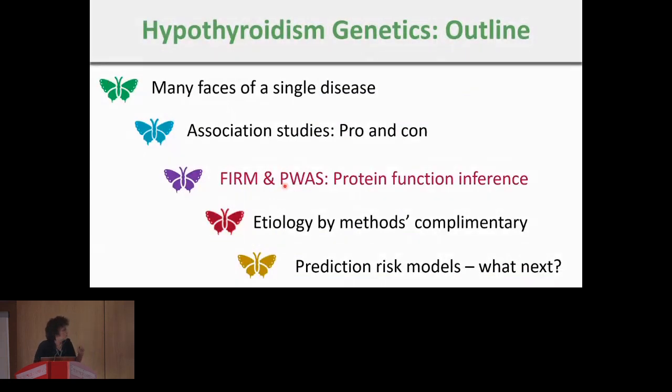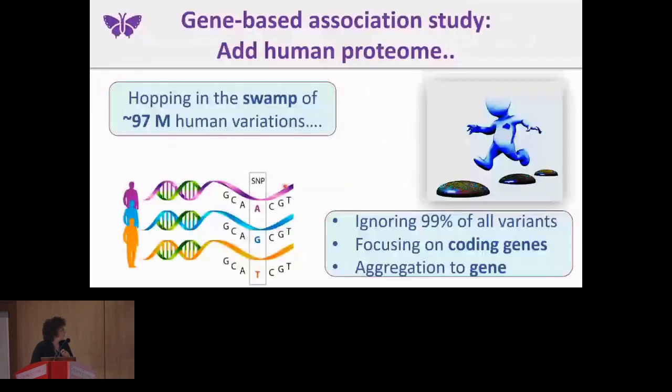So for that, we developed a method called PWAS, that I'll explain very shortly. The idea is to take the human variants, of which there are about 97 million in the biobank, and to ignore 99% of them from the start.